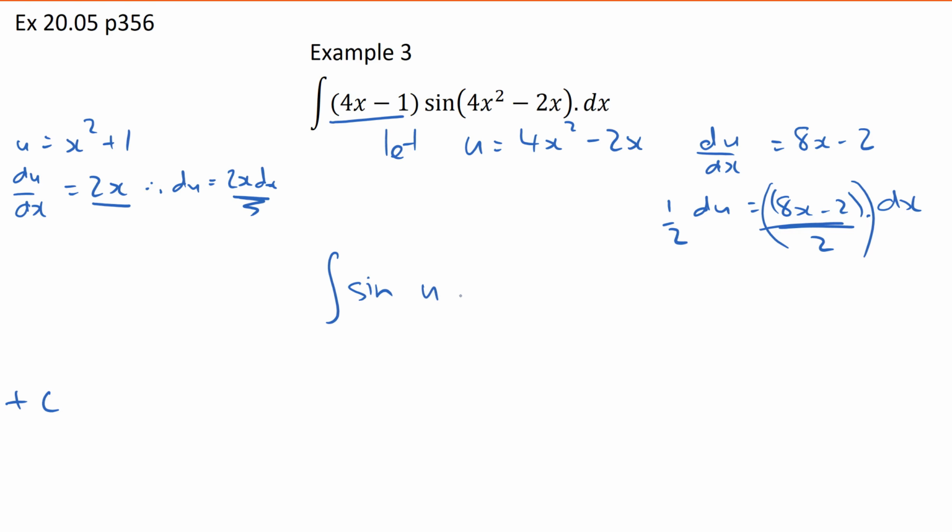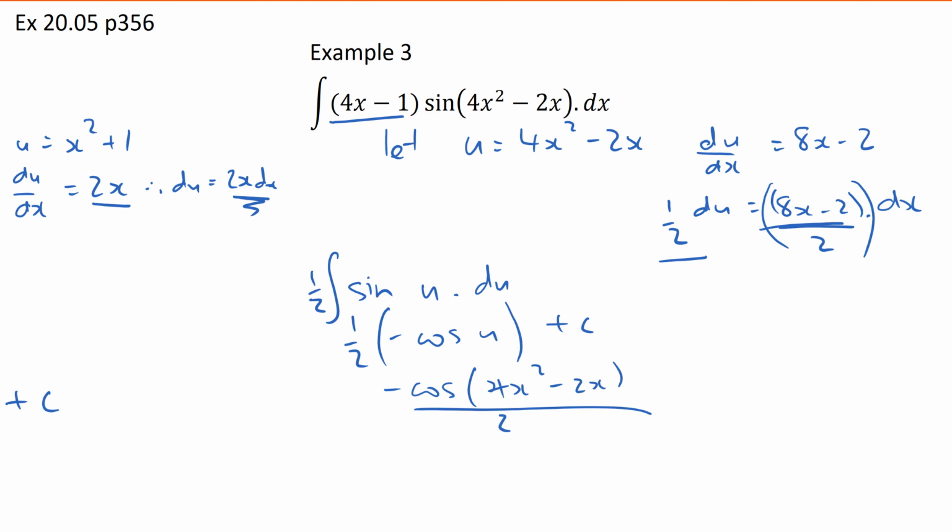sine u times du, with the half at the very front: half sine u with respect to u. Integrate sine, you get negative cos. Those ones confuse me. Integrate sine, you get negative cos. So therefore you get negative cos of (4x squared minus 2x), all over 2, plus the c, for anyone who's about to do it. I think I said it first.